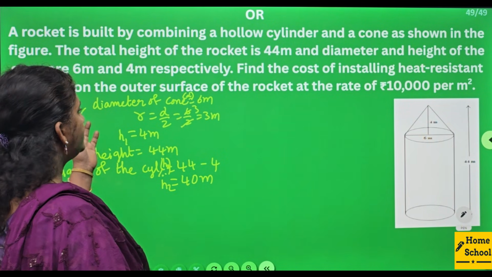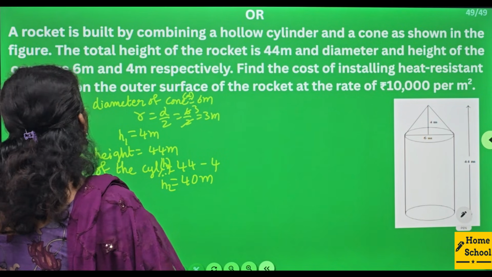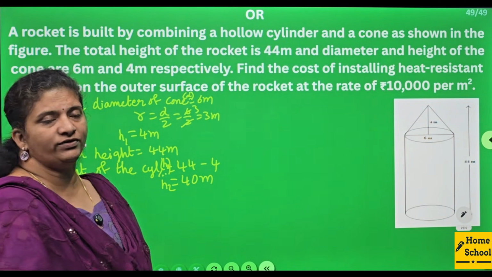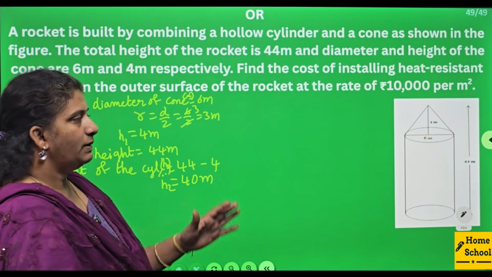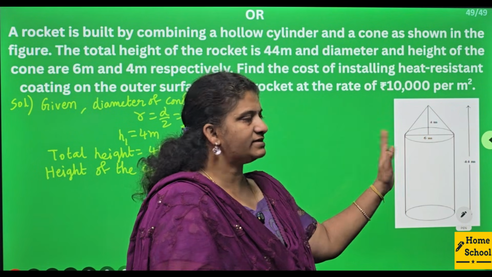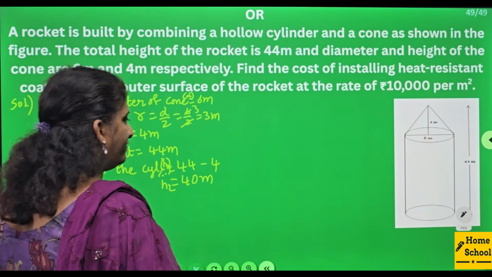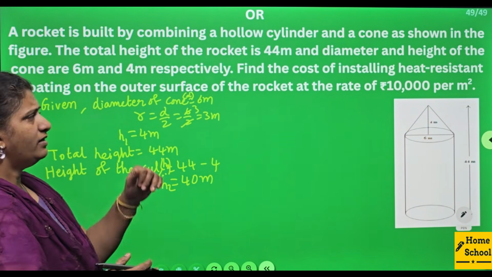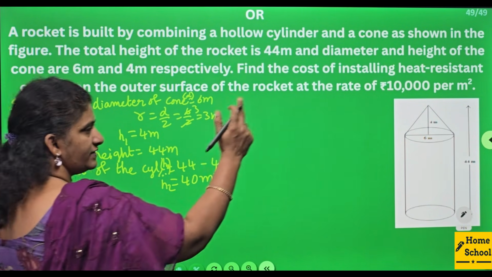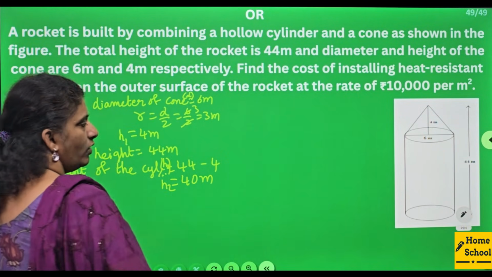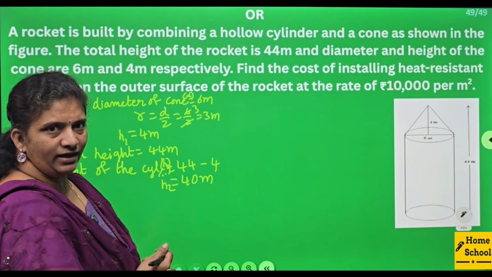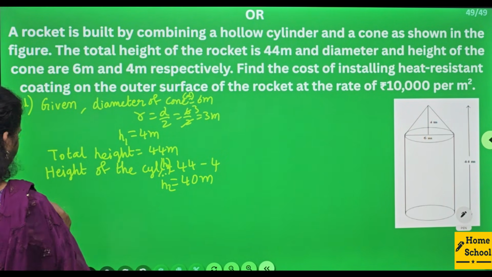Now what is the cost of installing heat resistant coating on the outer surface area of the rocket at the rate of 10,000 per meter square? It means we are going to find the CSA of the cone plus the CSA of the cylinder. First we will find the surface area, then afterwards we are going to find the cost. In order to find the surface area of a cone, what is the CSA of a cone? Pi r L. Do we know L there? No. So first let us find L.